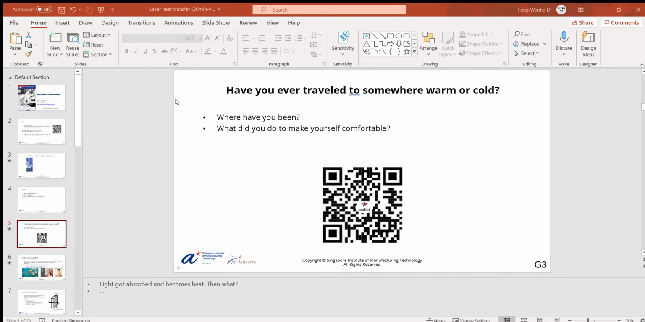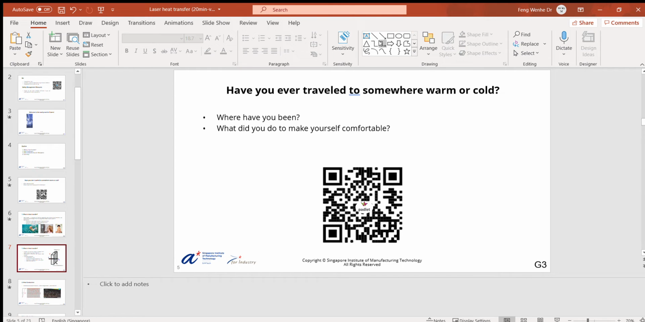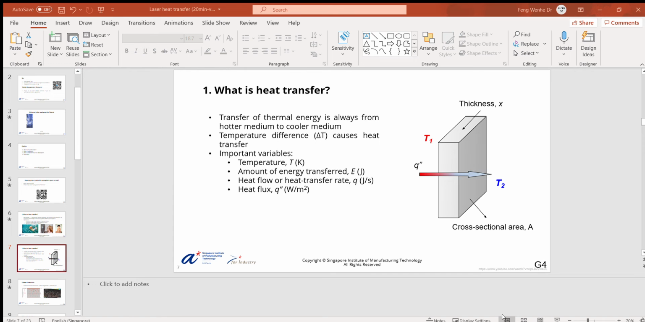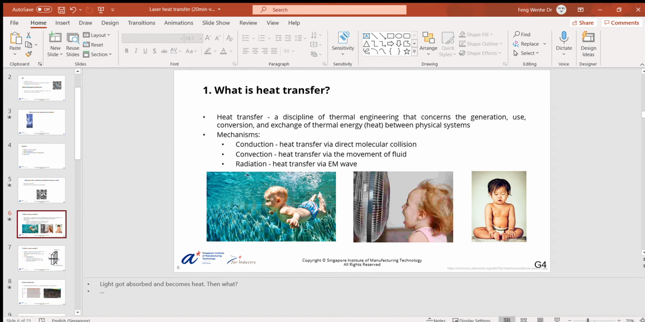Okay, I'm not sure if my share screen is working. Let me share my screen again. Okay, so oh yeah. Thank you very much for pointing that out.